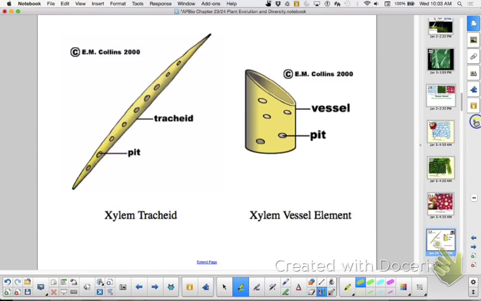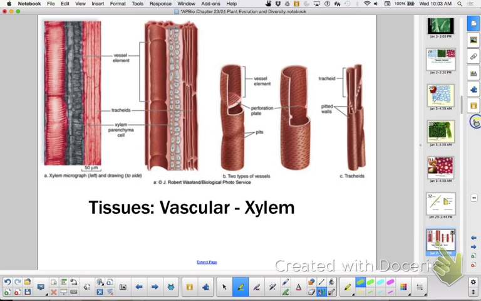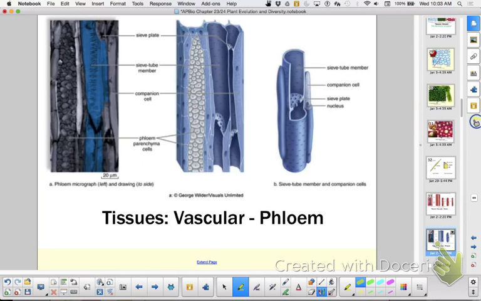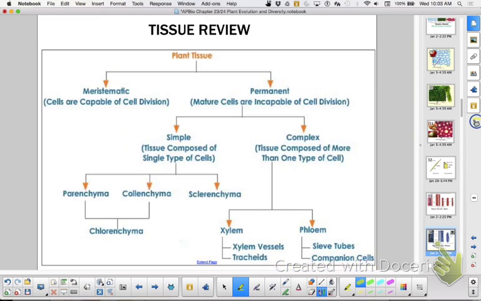And then the last one are vascular tissues. You have xylem for transporting water. And here's some xylem here, and we're going to hit that in a later chapter, chapter 25. And you have phloem, which is for transporting sugars. Okay, and that's a summary of the tissue types.